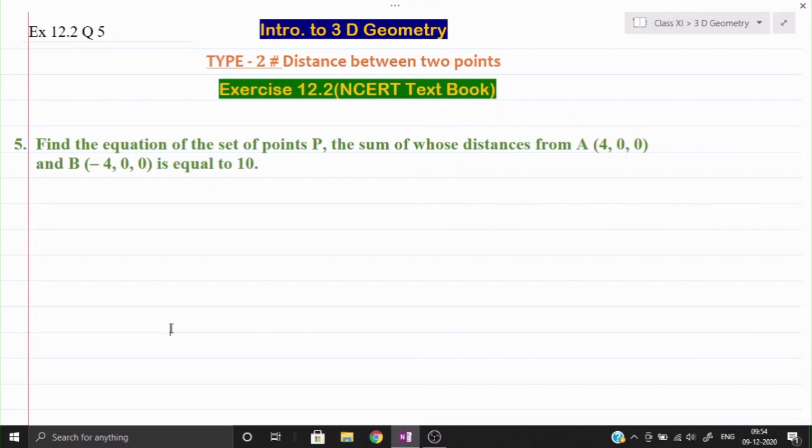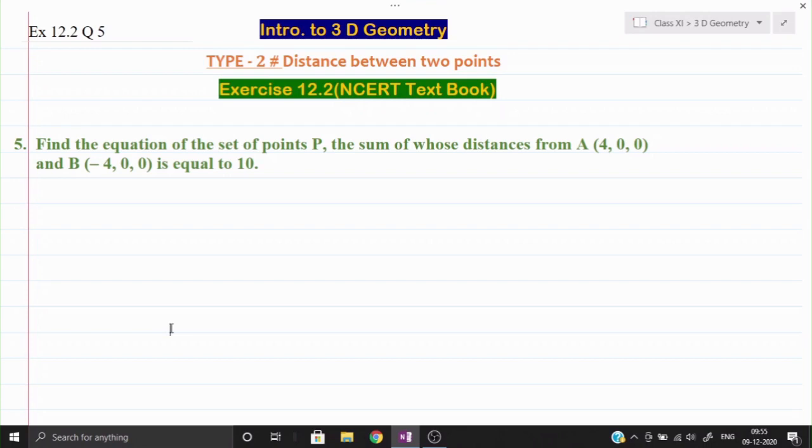And after framing the equation, we have to simplify it and bring it into its standard form, in the form of the variables. Depending upon the equation, you may have considered one variable, two variables or three variables. So here, with the help of the given condition, we will frame one equation and try to simplify it to the simplest form. That is called the locus.